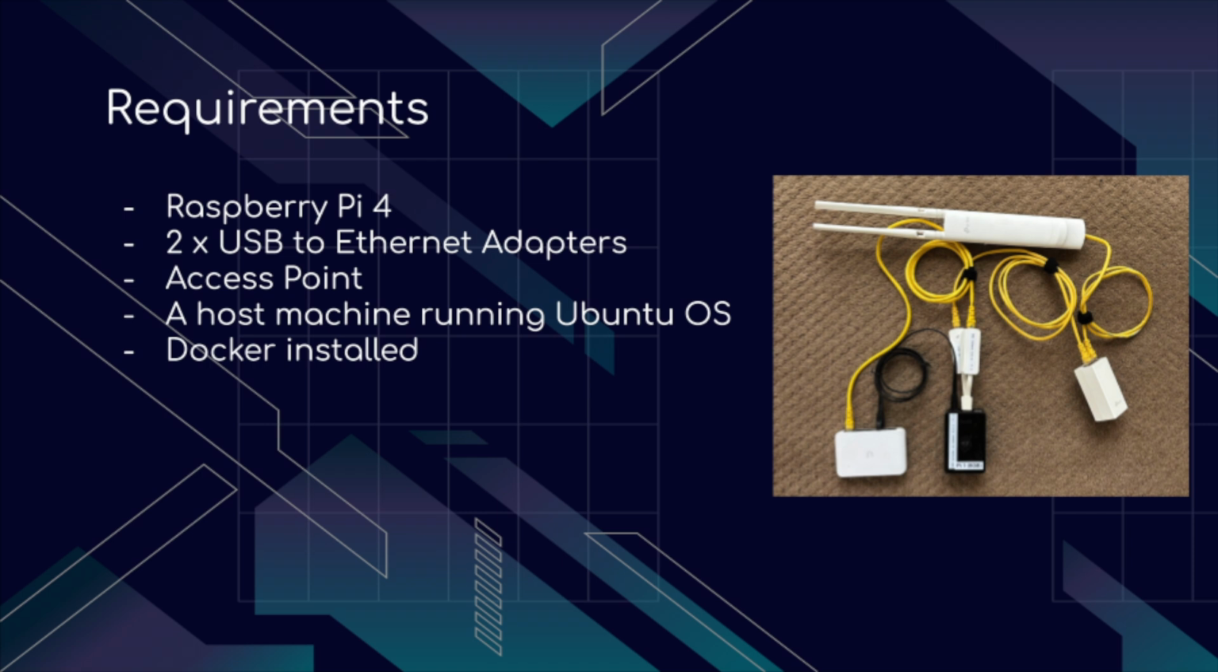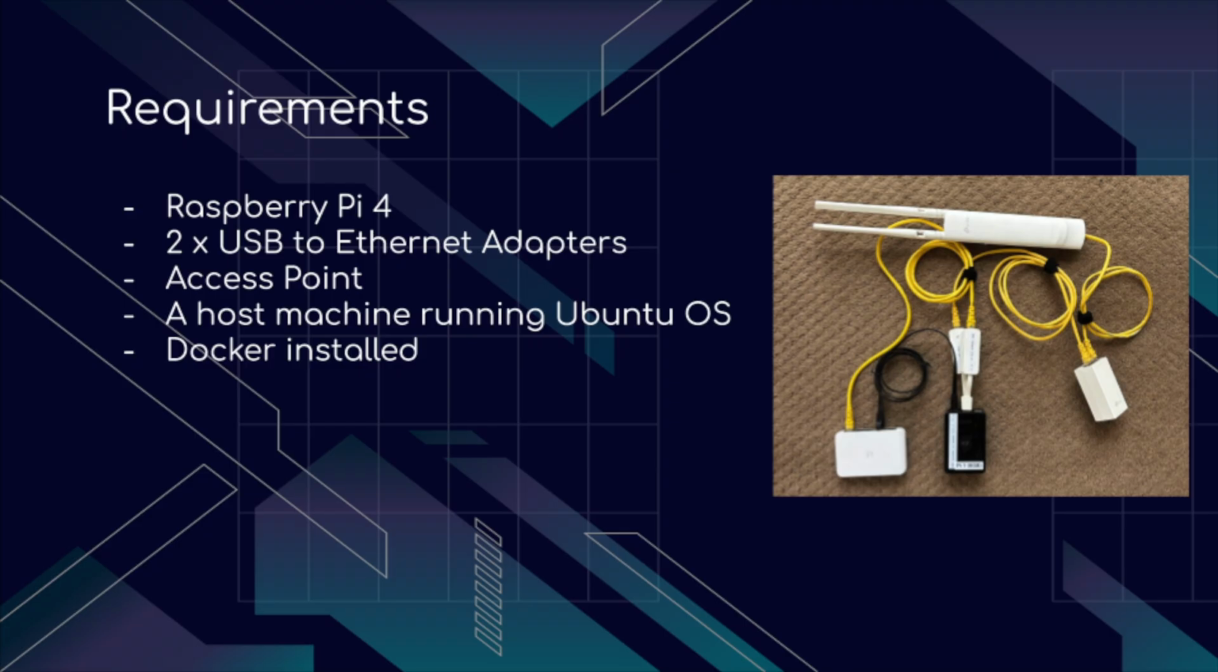Before we dive in, let's quickly go over what you'll need. First, your hardware. A Raspberry Pi 4, a couple of USB to Ethernet adapters, an access point, and a server running Ubuntu to host Launch Control. You also need Docker installed on your server. All the links to what you may require can be found in the pinned comment of this video.